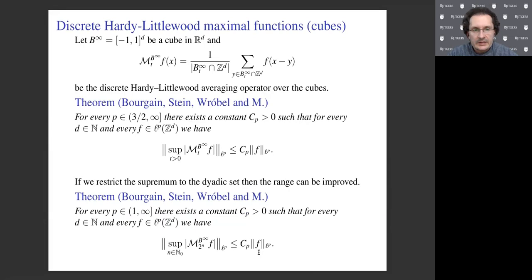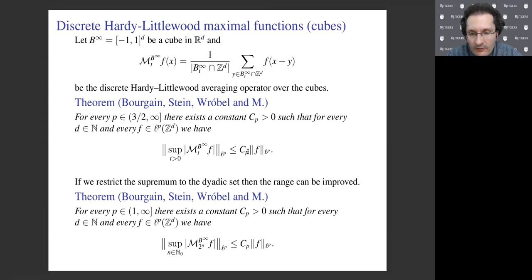So if we consider the discrete cube in R^d and the corresponding discrete Hardy-Littlewood averaging operator, then it turns out that when p is bigger than 3/2, this is the range as in the Carbery and Bourgain theorem, there exists a constant which only depends on p and is independent of the dimension, such that the full maximal function corresponding to the discrete averaging operator over discrete cubes is bounded.